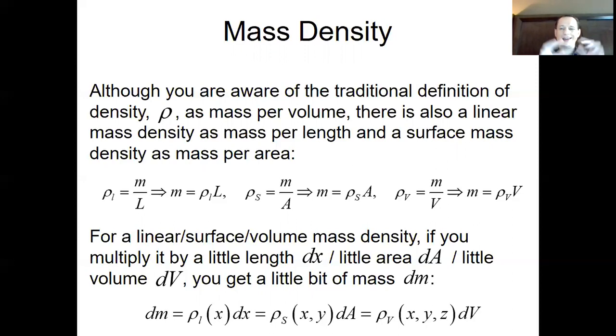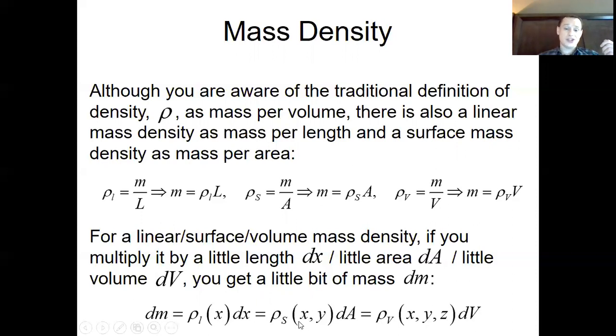If you have a linear density and you take just a slice of it, okay, so you have this length, you take a little slice of it, dx. Well, that's a length. So you get a little bit of mass. So this equation right here, dm is rho L times L. In the limit, if you have the length be really small, like dx, then you get a tiny chunk of mass. So dm is your linear density times a little length dx.